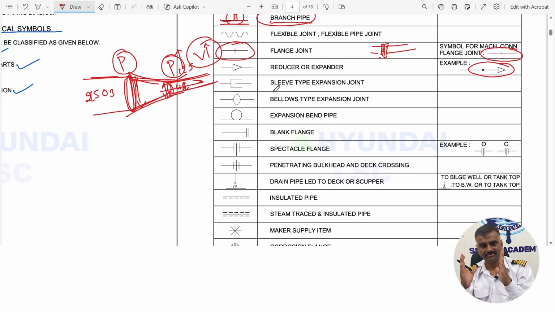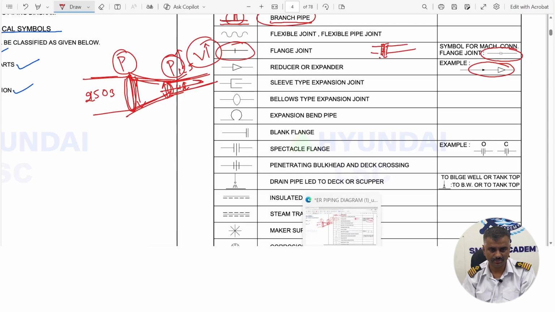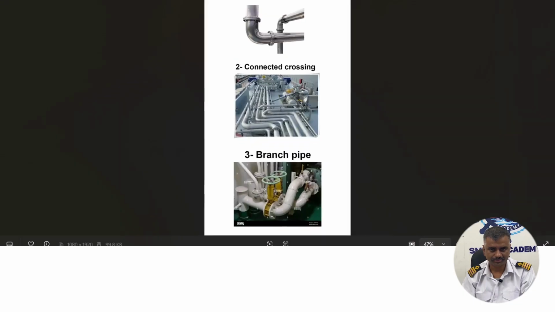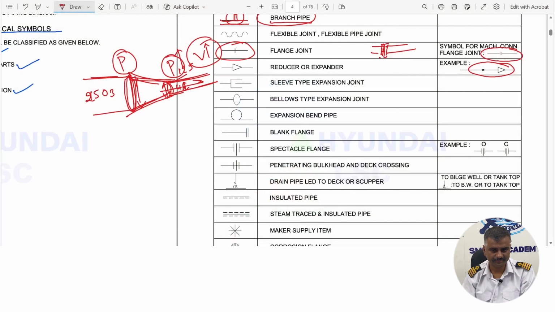So the sleeve is given on top of it. In that case, the pipes will expand but they will not join together. So that is why the sleeve is given. Okay, this is the sleeve type expansion joint. Let me show it to you. These were the other pipes.